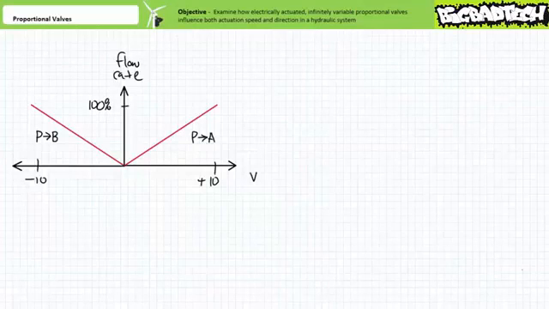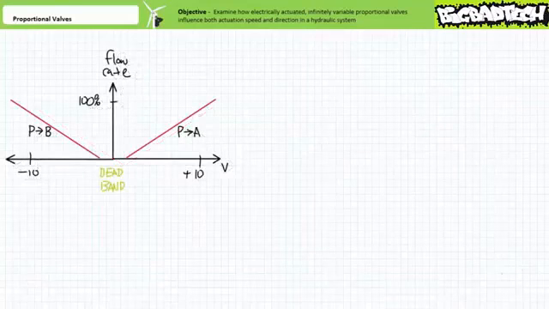An ideal graph of flow rate as a function of applied voltage might look something like this. Real proportional valves exhibit slightly different behavior. The first peculiarity being something known as deadband. A more accurate graph of flow rate as a function of applied voltage might look something like this. Deadband is a region of zero flow despite increasing magnitudes of positive or negative voltage being applied to the valve.